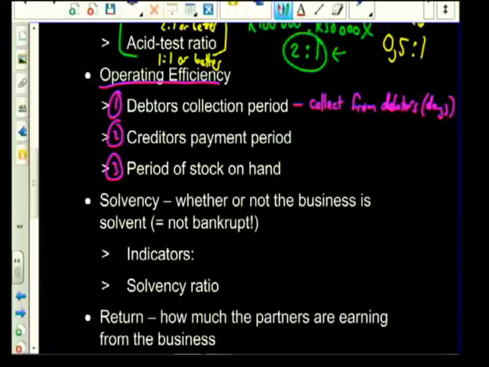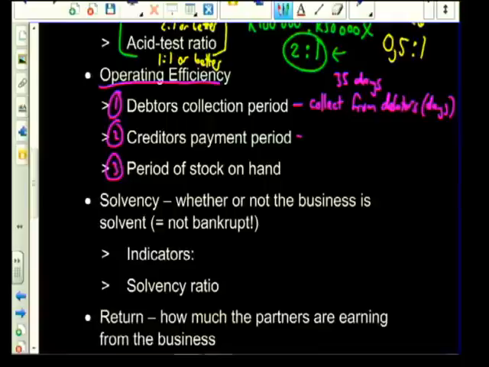So on average, let's say this answer works out to be 35 days. What that means is that on average, you're waiting 35 days from the day that you made the credit sale up to the point that you are receiving the money from your debtor. So you would want this period to be quite short, because you need to get your money in from your debtors quite early on average, because that money can then be used to continue running your business as working capital.